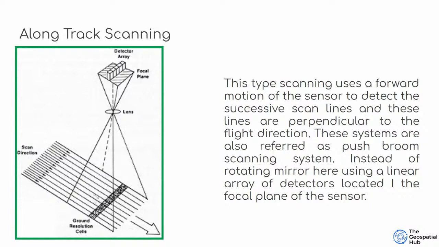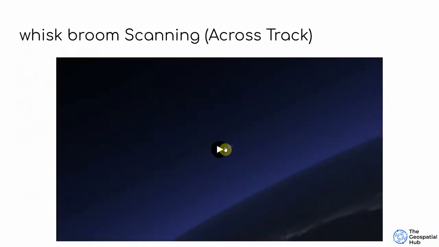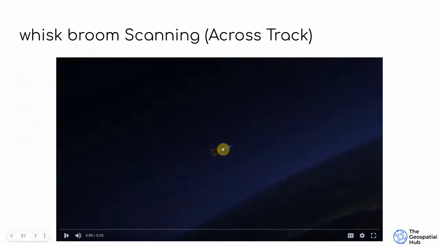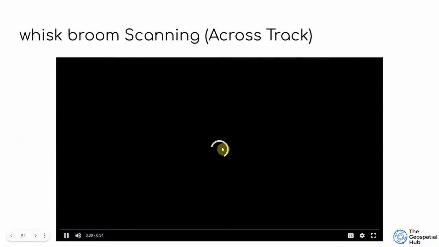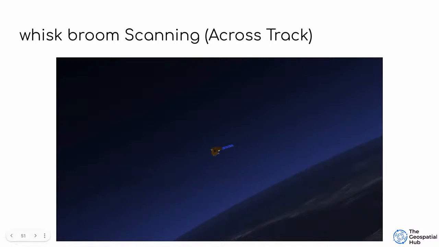So I'll show some videos to explain what I've been talking about so far. Now for the across track scanner, also known as whisk broom, let's see how it captures images of the earth. This is what we have here. In a moment, it will show us why it got the name across track, which is the whisk broom.